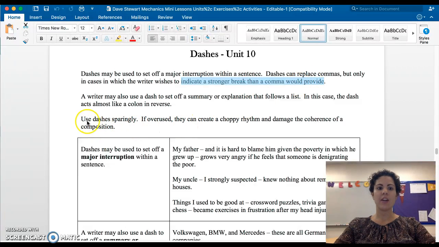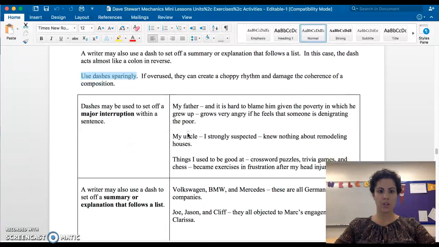So what is key here? Use dashes sparingly. They work really well when you use them, but we don't want to be overusing them. If overused, they can create choppy rhythm and damage the coherence of your composition. So here's some ways you can use them.